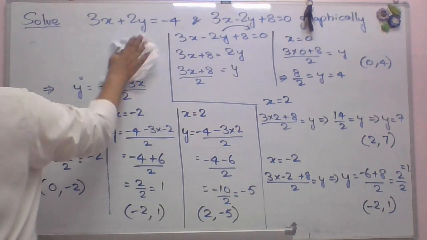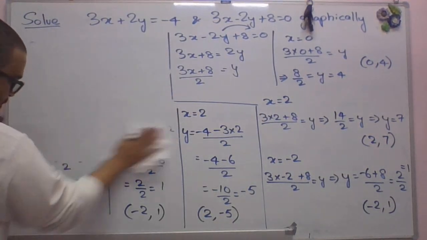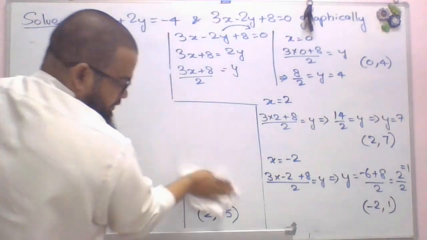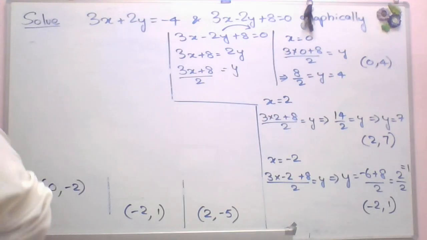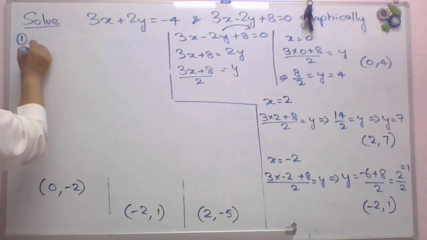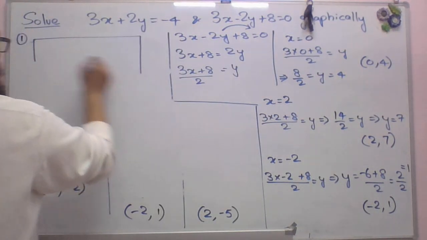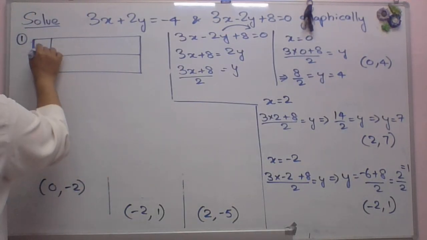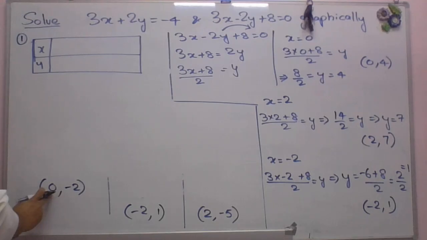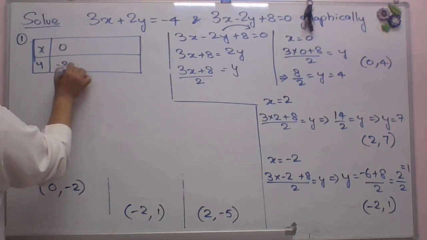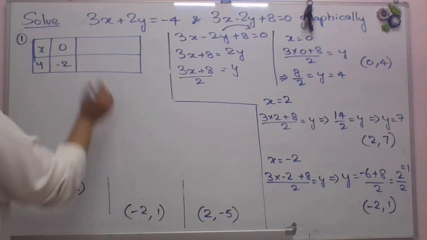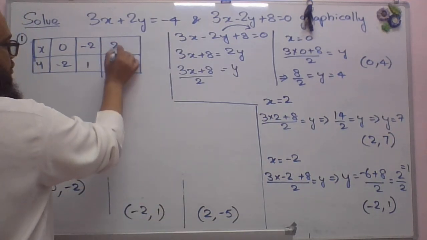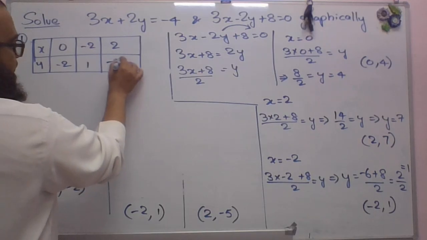Now let me write at one place, so that I can draw a graph. So for the first equation, what are the solutions I got? This is x and this is y. So x is 0 and y is minus 2. And for the next one, minus 2 and 1. And x coordinate is 2 and y coordinate is minus 5.